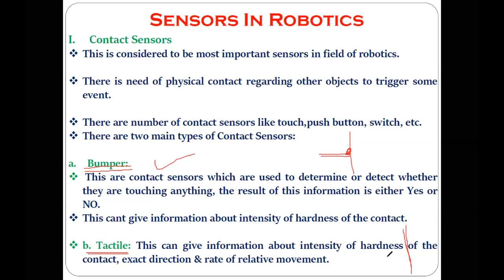give the intensity of hardness. If touching is happening, then what is the intensity of that touching, how hard it is touching something. Understood. And exact direction, movement, etc. This kind of information is given by the tactile sensor.